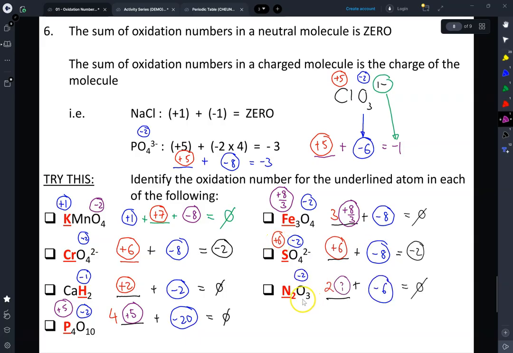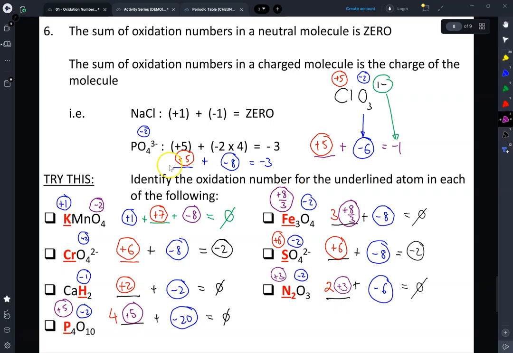In our final example, again, oxygen has an ON value of -2. -2 times 3 is -6. There are 2 of these nitrogens and there's no overall charge. So when we try to add it all up, the only number that can make this equation correct is if nitrogen had a +3 oxidation number.